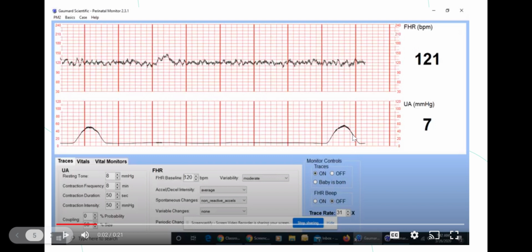Intensity: if this were a woman who needed external monitoring, we would feel her uterus at the fundus, and that would tell us if it feels like the tip of our nose, it's mild. If we indent to the uterus, it feels like our chin, it's moderate. And if it feels like our forehead, it is strong. Okay.